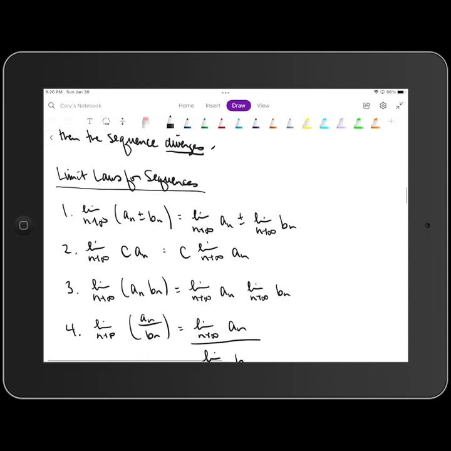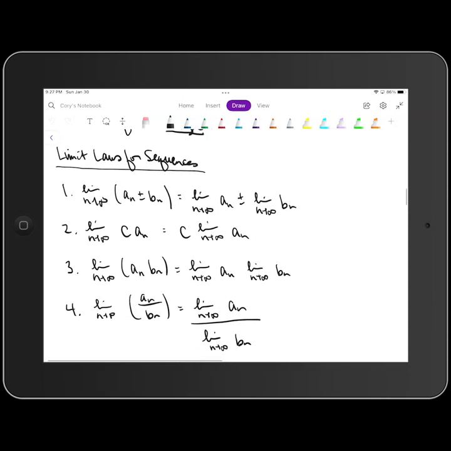Okay, so these limit laws for sequences, I'm just going to have you write them down as a reference in your notes. You'll do this naturally; you don't even have to think about these limit laws. You'll perform these naturally whenever you take the limit as n goes to infinity of any sequence.